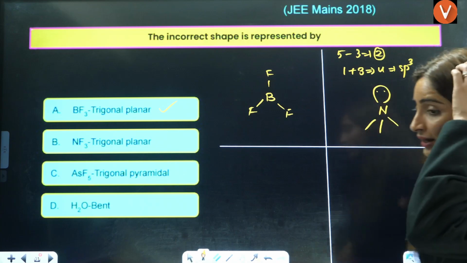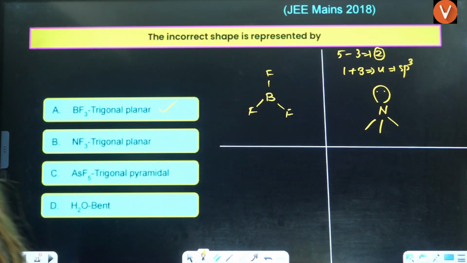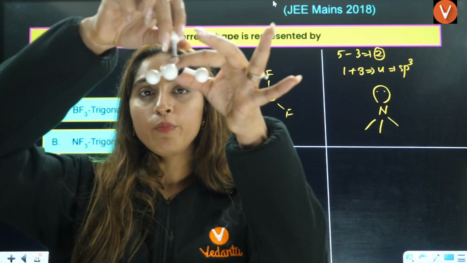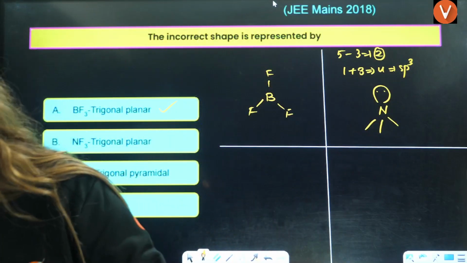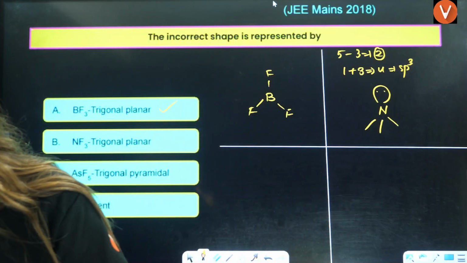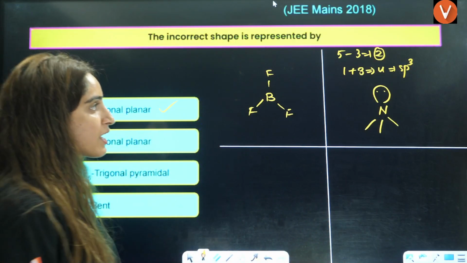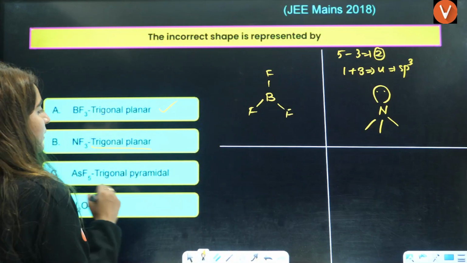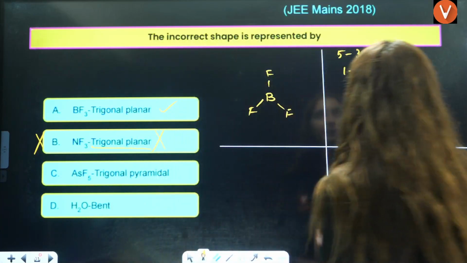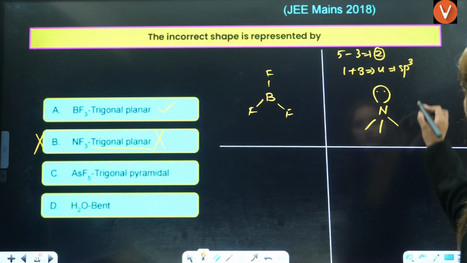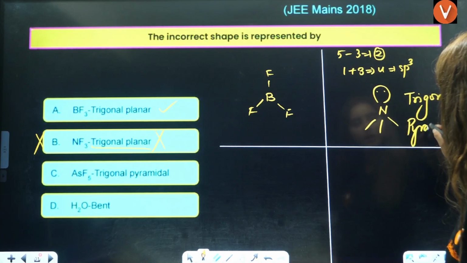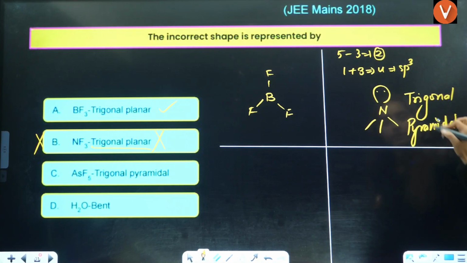So what is the geometry that you have? Tell me. This kind of geometry, when in a tetrahedral, 1 bond pair is replaced by the lone pair, right? You have a, what is this? This is trigonal pyramidal, right? So the geometry has changed, right? So this is not trigonal planar. That is incorrect. This is trigonal pyramidal, right? That is the answer.